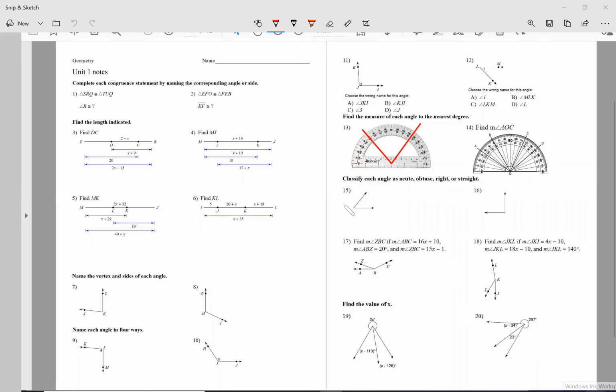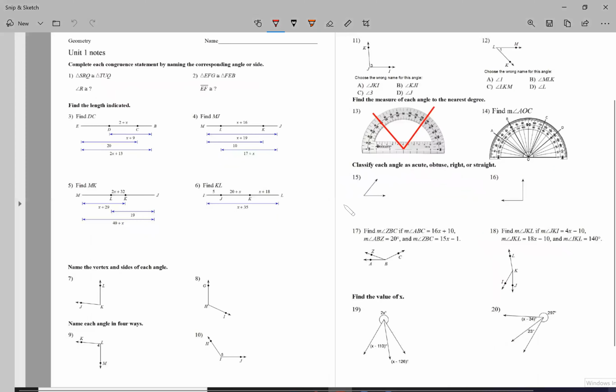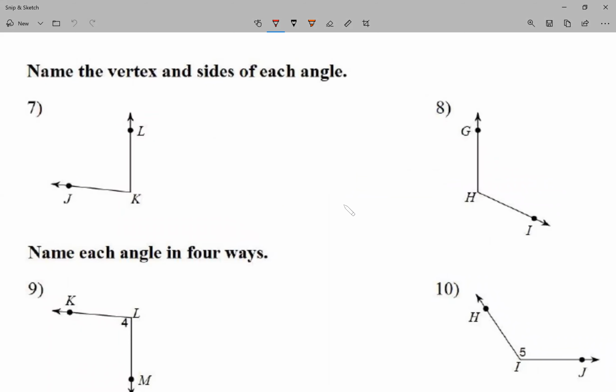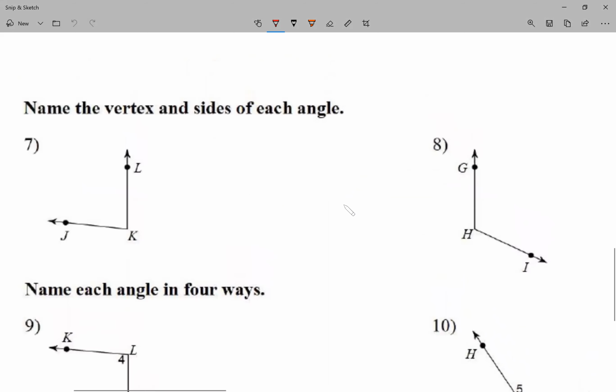All right, so today we're going to be looking at angles. I'm going to work from my notes, questions 7 through 14. Okay, 7 through 14. Now, let's take a look at number 7. 7 and 8, and I'm asking, name the vertex and the sides of each angle.